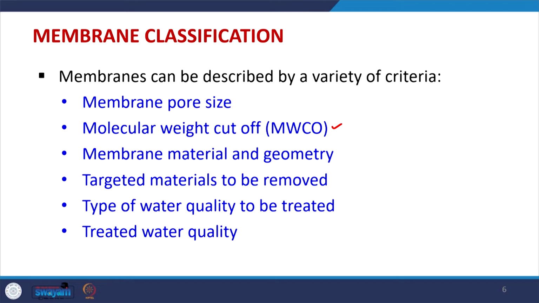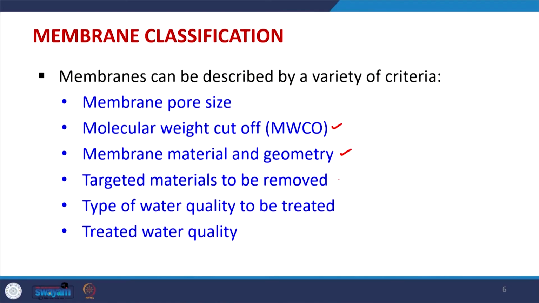Similarly, membrane material and geometry is another criterion under which the membranes can be classified. Then, what type of materials we have to remove, whether metallic material, and what is the size range in which materials have to be removed. All those become very important parameters. Another criterion is the type of water quality to be treated, that is, the water that we can treat in these membranes. Then, what is the water quality desired. So, treated water quality is another parameter which can be used to describe the membranes.